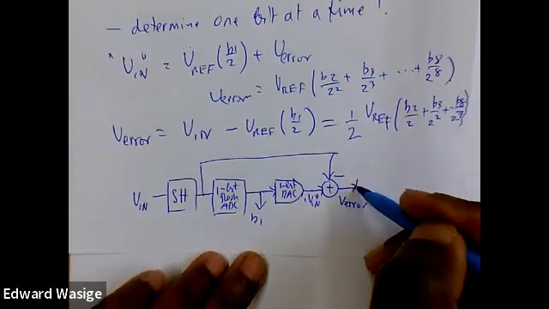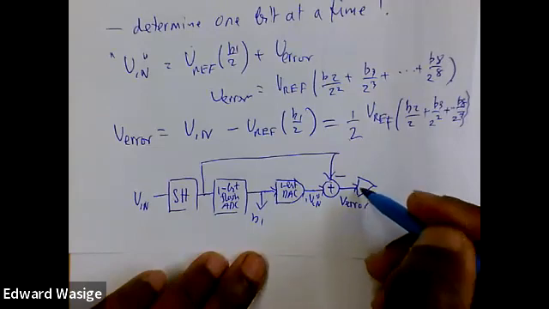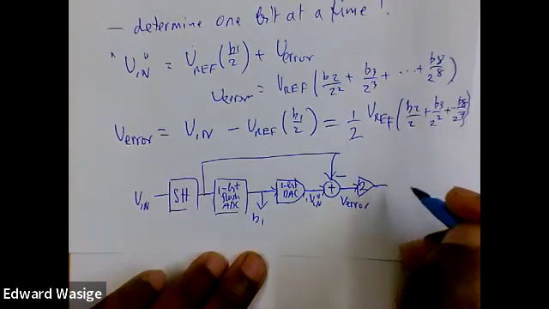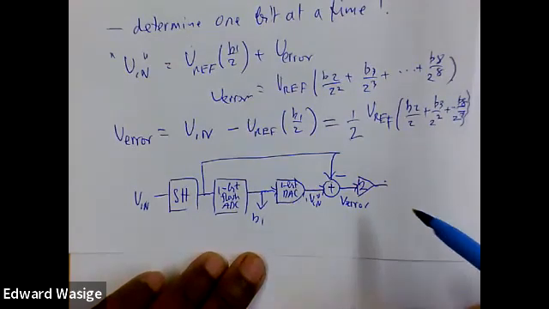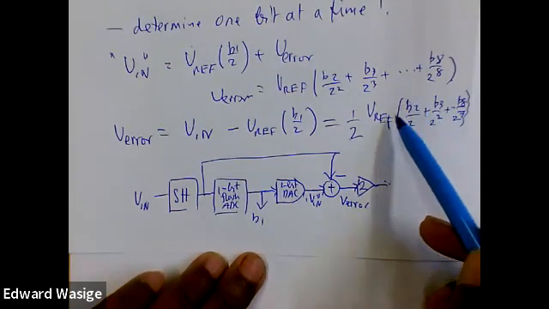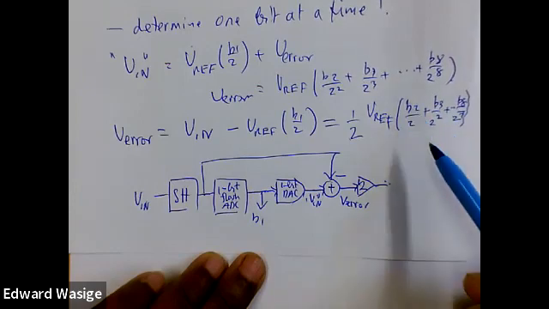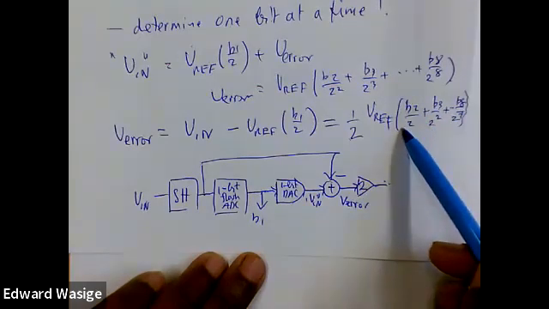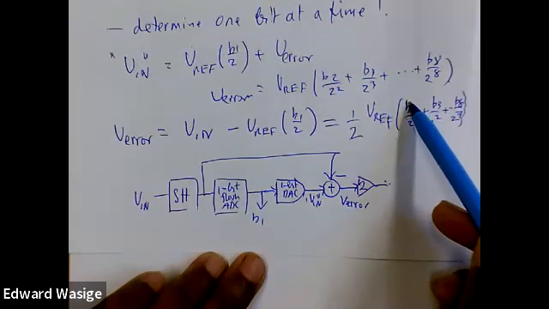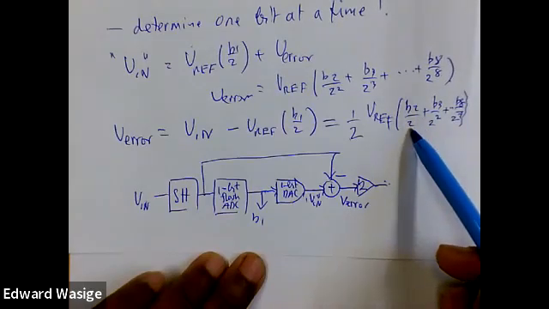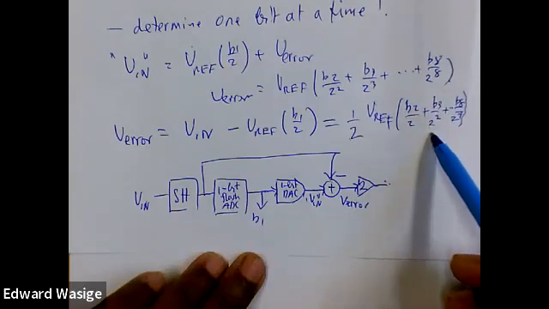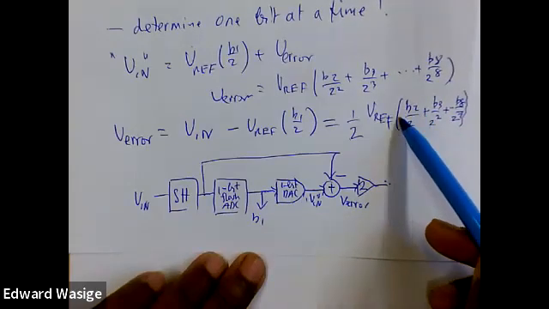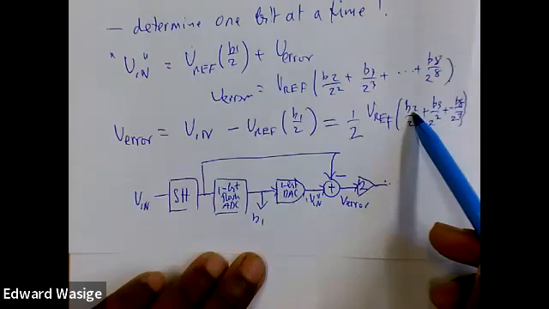For us to do this, we need to amplify this by a factor of 2. Once we've amplified it by a factor of 2, then we have this expression here. And this expression here is of a regular ADC. The most significant bit is weighted by half. The next most significant bit is weighted by a quarter. So we could determine this also by a 1-bit ADC.